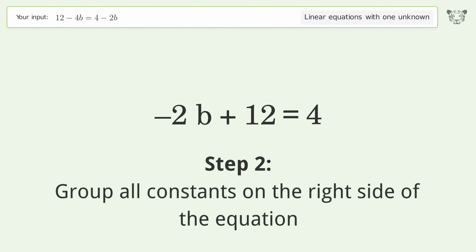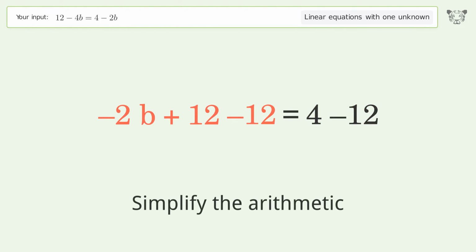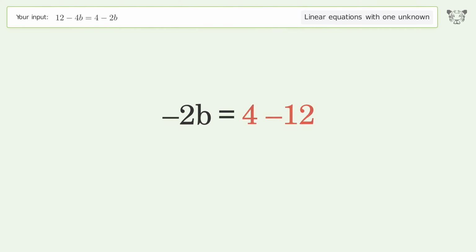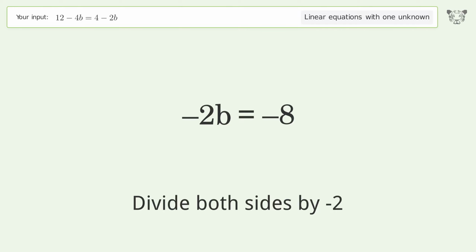Group all constants on the right side of the equation. Subtract 12 from both sides. Simplify the arithmetic. Isolate the b. Divide both sides by -2.